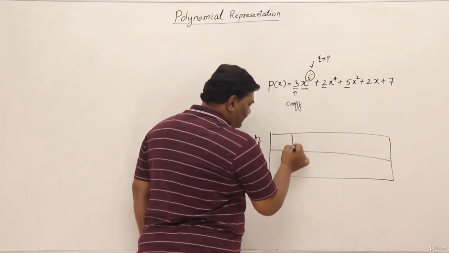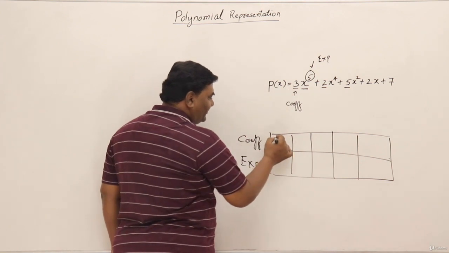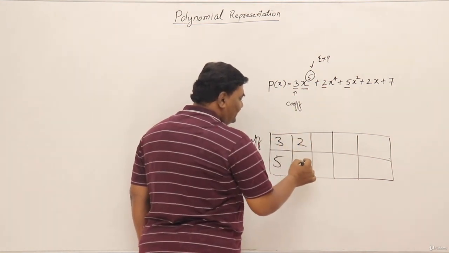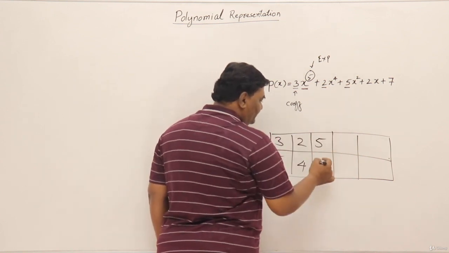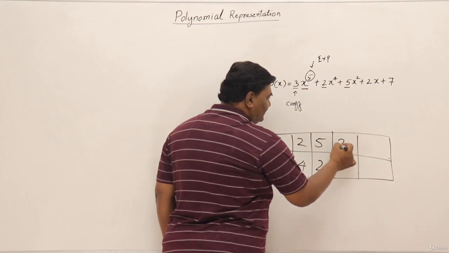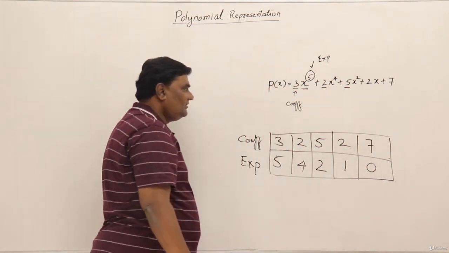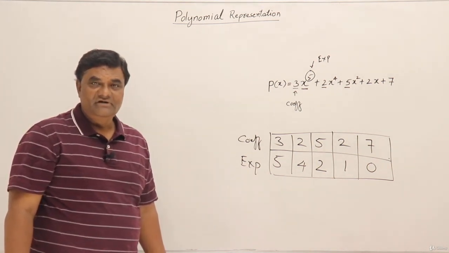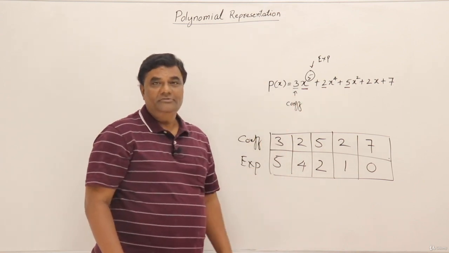Total 5 are there. Now, the first term's coefficient is 3 and exponent is 5. Coefficient is 2, exponent is 4. Coefficient is 5 and exponent is 2. Then 2, 1, and 7, 0. So here I have a set of terms. This data is sufficient to represent that polynomial.